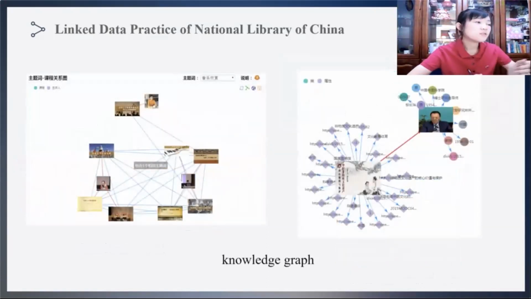At the visualization part, we use the knowledge graph technology to display the associated data. You can see the relationship between the courses and the relationship between the attributes and the relationship between the presenters and the keyword cloud. You can see the keyword cloud of the classes.